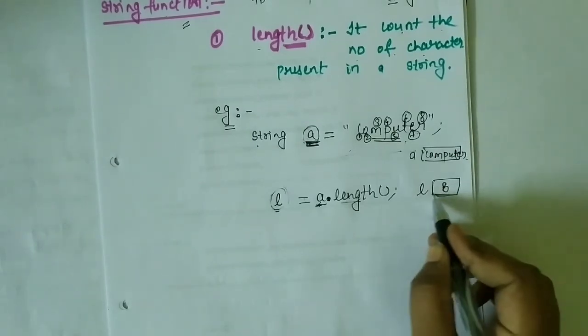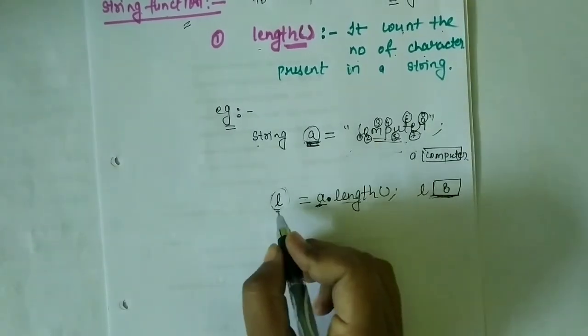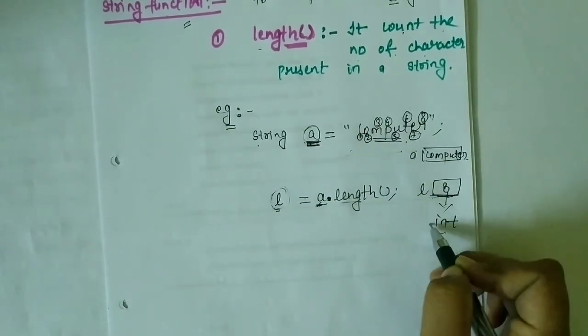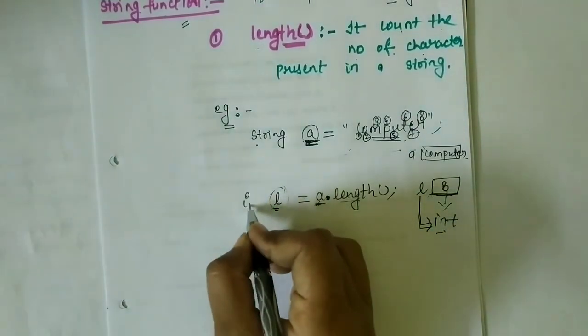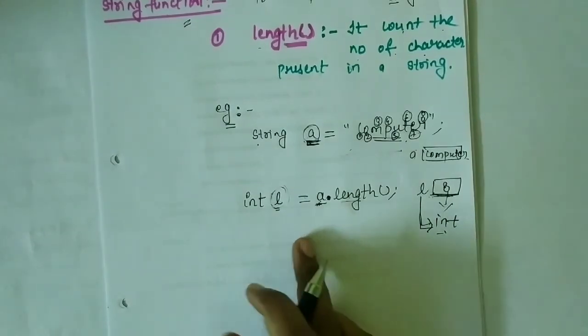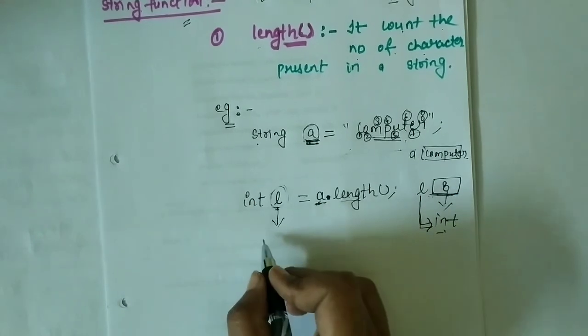So 8 is which type of value? 8 is an integer type of value. So the data type of L is int. So here I have written int L. L stores the length of the string.